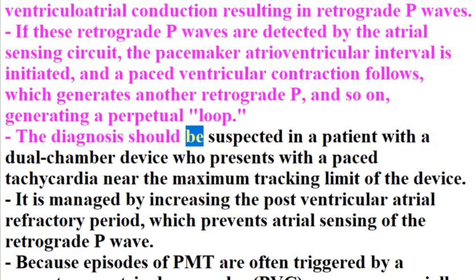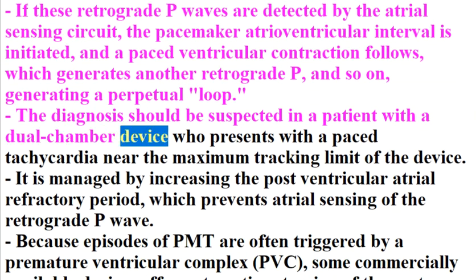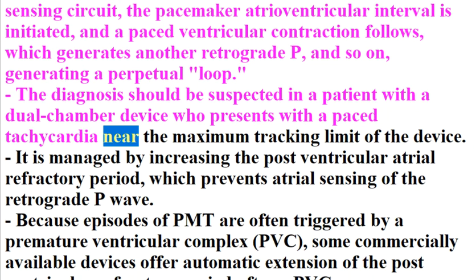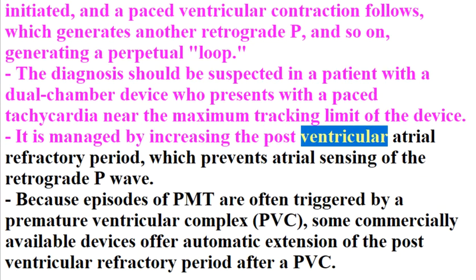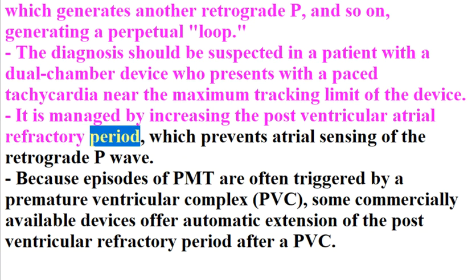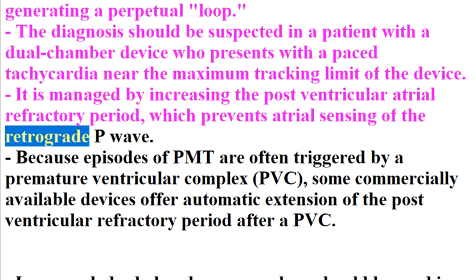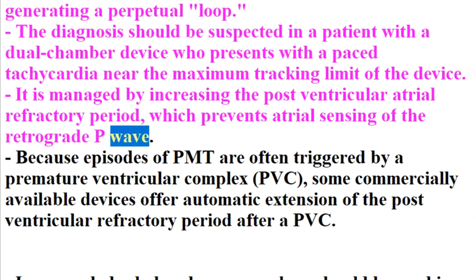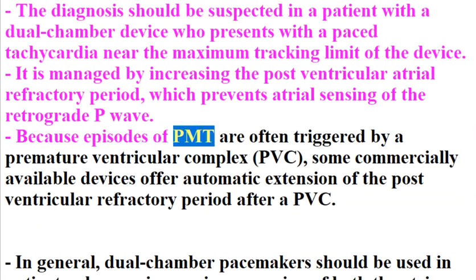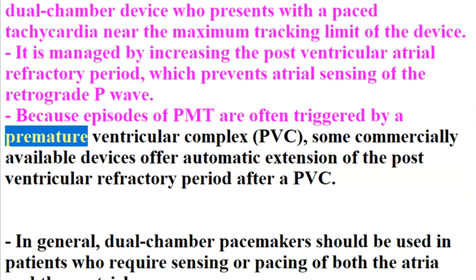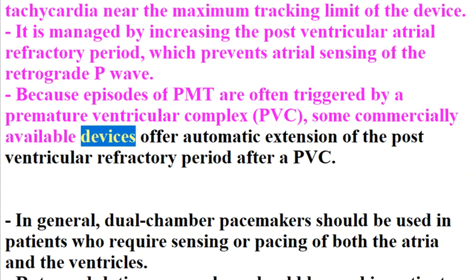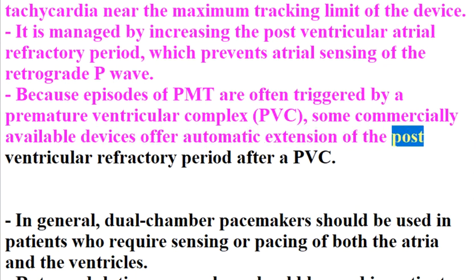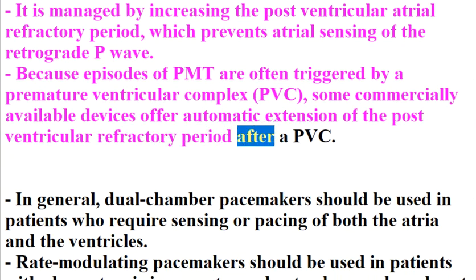The diagnosis should be suspected in a patient with a dual-chamber device who presents with a paced tachycardia near the maximum tracking limit of the device. It is managed by increasing the post-ventricular atrial refractory period, which prevents atrial sensing of the retrograde P wave. Because episodes of PMT are often triggered by a premature ventricular complex, PVC, some commercially available devices offer automatic extension of the post-ventricular refractory period after a PVC.